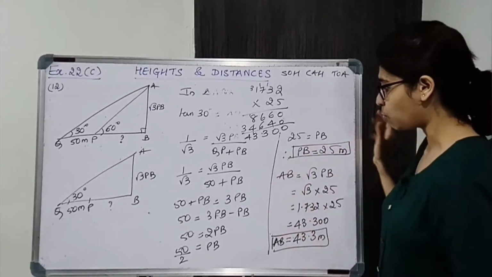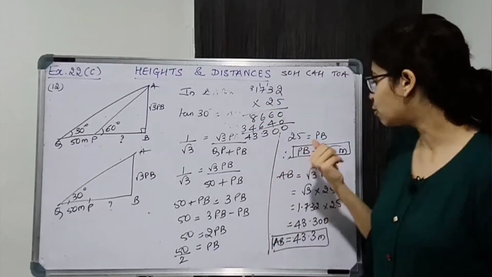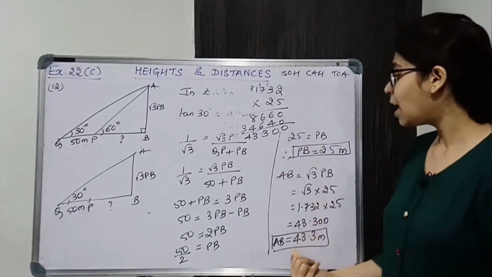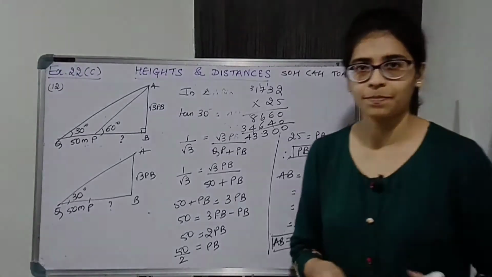is 25 meters. Box the answers. Write down first part, the width of the river we had to find, that is 25 meters. So just write down the statement, the width of the river is 25 meters and the height of the tree, second part, is 43.3 meters.